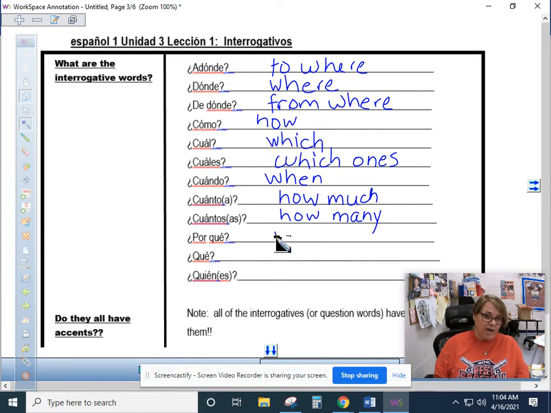¿Por qué is why. ¿Qué is what. And quién is who. Quién is whom. Okay? Please notice that all of the interrogatives, the question words, have an accent in them. Please make sure that accent is there, okay? So make sure of that.